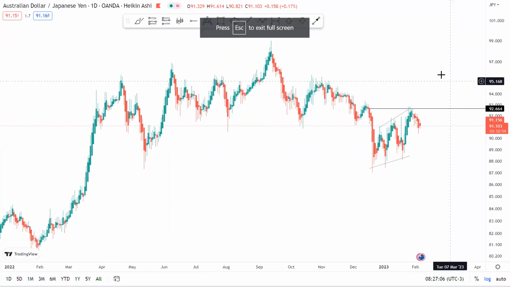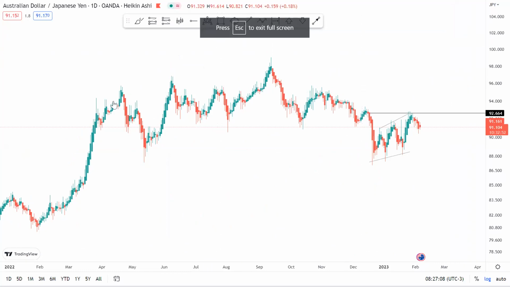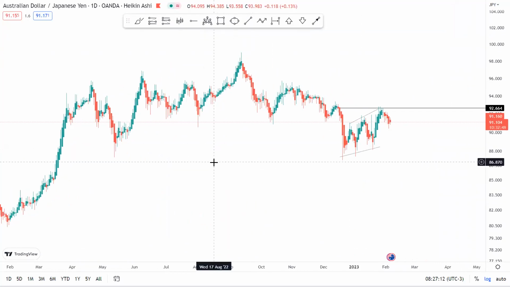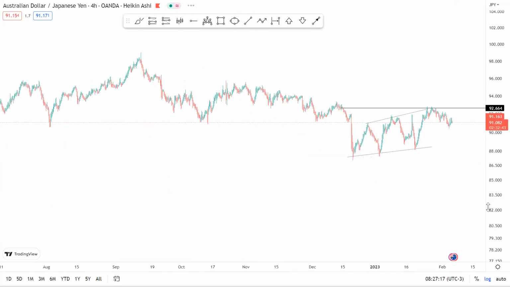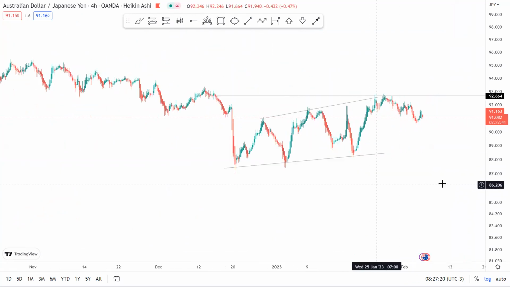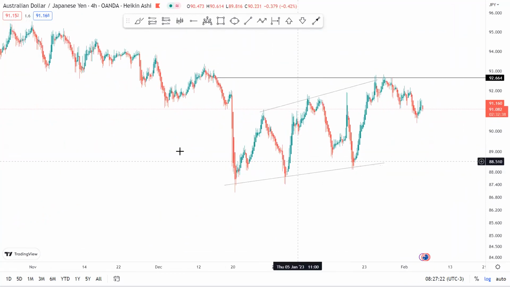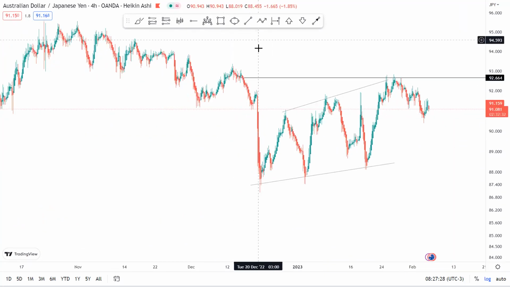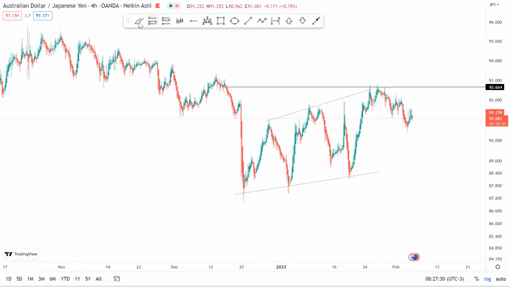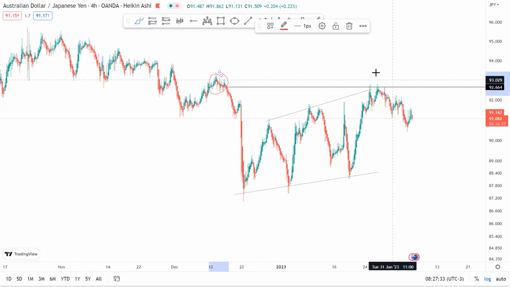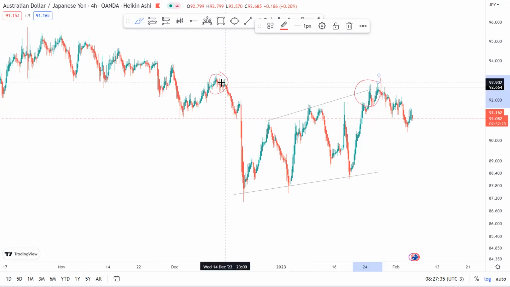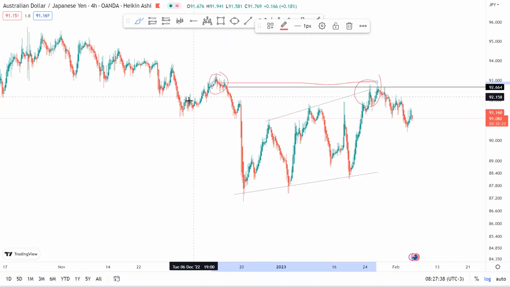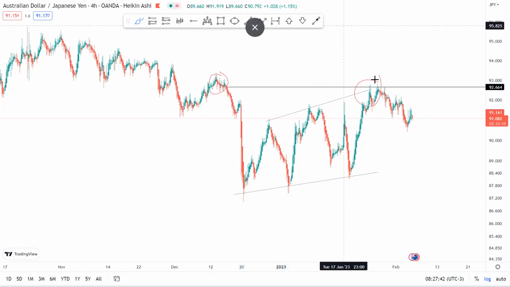So this one is quite interesting. This is the daily time frame, which is going to scale down to the 4-hour time frame. As you can see, this showcases the 1, 2, 3 touch structure. So you can see we have this resistance over here, right? It's somewhat like a double top, right?